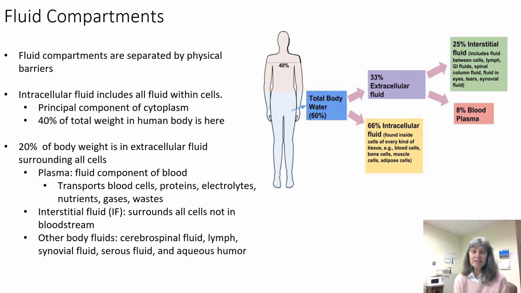Extracellular fluid is also found as interstitial fluid. That's the fluid that surrounds all cells that are not in the bloodstream. We also have other body fluids, including cerebrospinal fluid, lymphatic fluid, synovial fluid, serous fluid, and aqueous humor, which is the fluid inside the eye. I just noticed that we didn't include in this list gastrointestinal fluids. They would also be part of that.